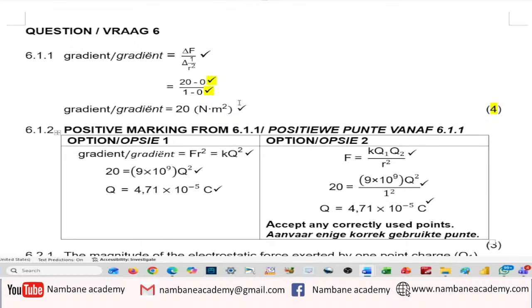The skill that we wanted our learners to have is to be able to relate the gradient with an expression from the formula of physics. That was the intention of the question. But we said, okay, it's fine. Let us accept this one. Okay.